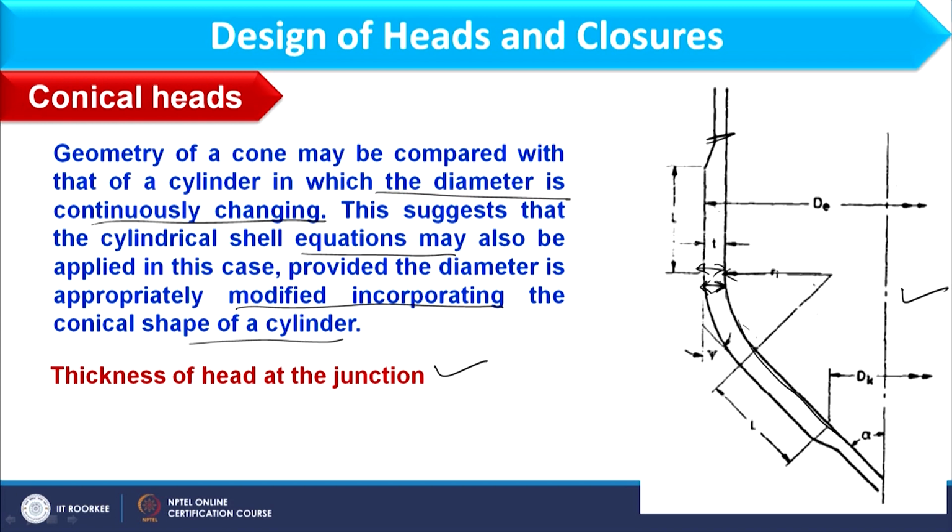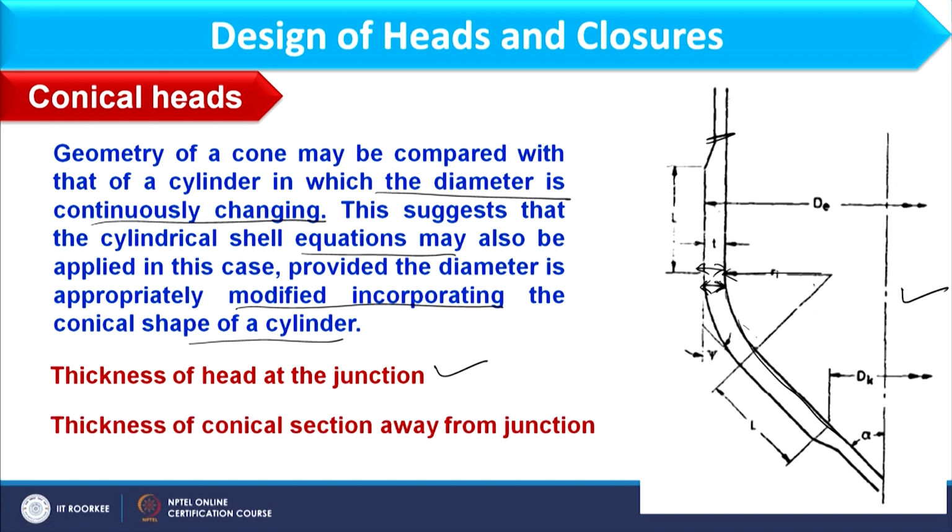So one thickness is at the junction, and the second thickness is away from the junction, as the diameter is continuously changing. Okay. So we will compute the thickness away from the junction. Away from the junction means to this side. Okay. If I need to calculate the thickness for this section, that will be calculated away from the junction. Away from the junction means L distance away from the junction. So what is that L, and how it will be computed, all that we will discuss.